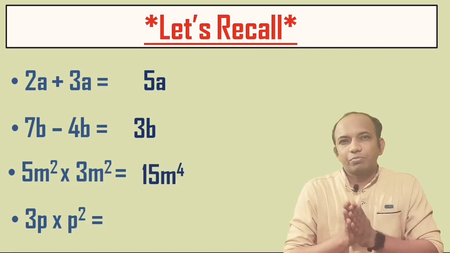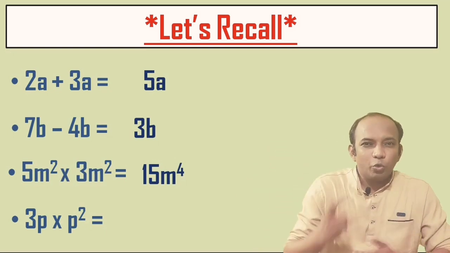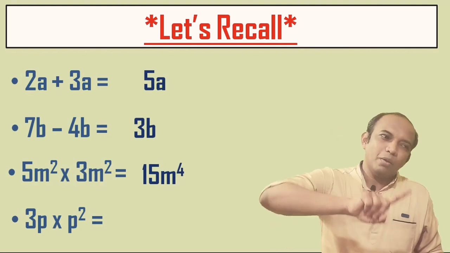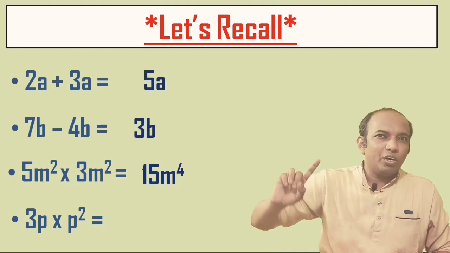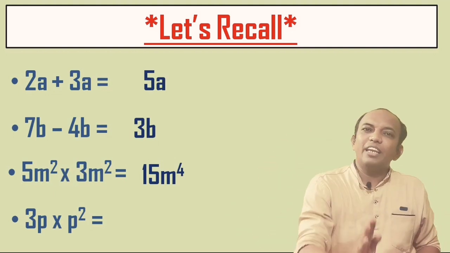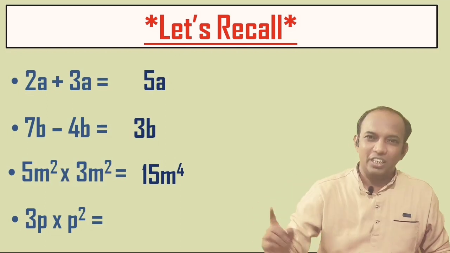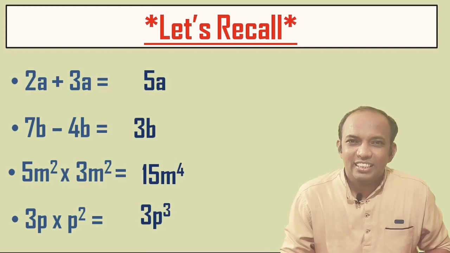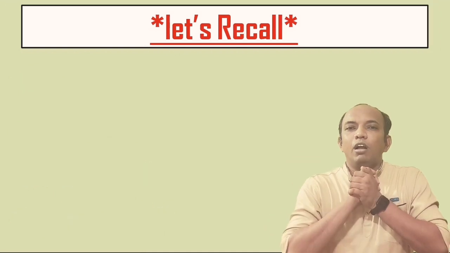The last one is 3p into p square. While solving that, what do you see? Again multiplication, again the base is same, p and p. So number into number, 3 into 1, answer is 3, but p raised to 1 into p raised to 2, we get answer p raised to 3, and that is why my answer is over here 3p cube. Isn't it easy? Yes. Now let's move on with the next sum over here.